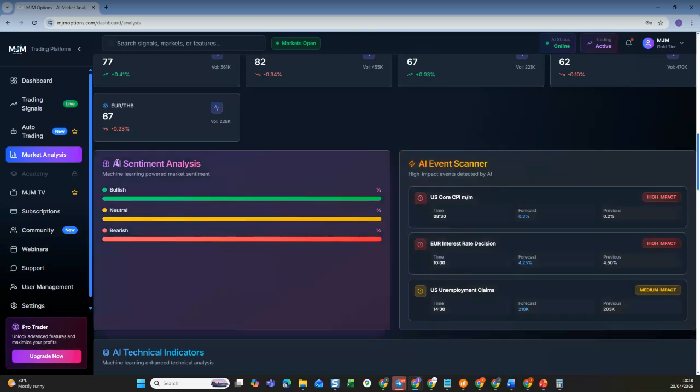This one here is AI sentiment. AI sentiment talks about the ability of AI to study trader sentiment, whether traders are going up or going down, going bullish or going bearish. So that is the AI sentiment.